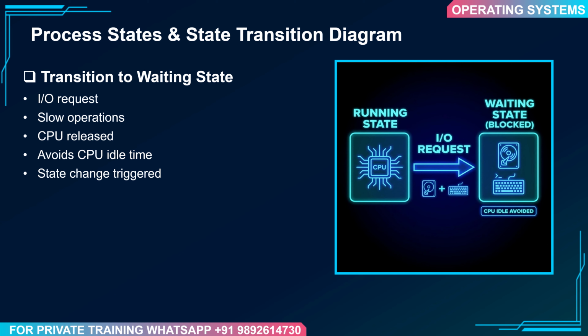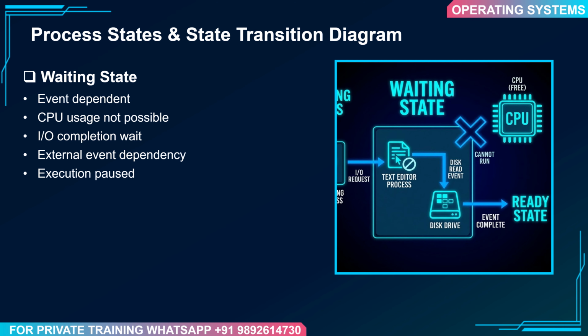A running process does not stay running forever. Several things can cause it to leave the running state. One common reason is that the process may request some input or output operation, like reading data from a disk or waiting for keyboard input. Since I/O operations are slow compared to the CPU, it would be a waste of time to keep the CPU idle while waiting. So the operating system moves the process into the waiting state, which is also called the blocked state. In the waiting state, the process cannot run even if the CPU is free. It is waiting for some event to happen.